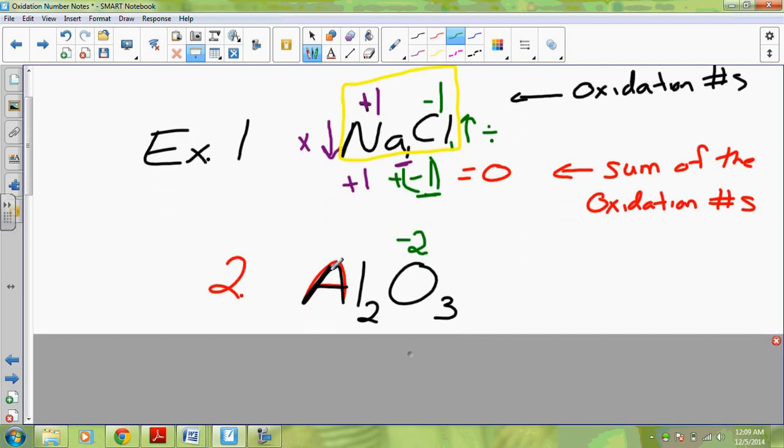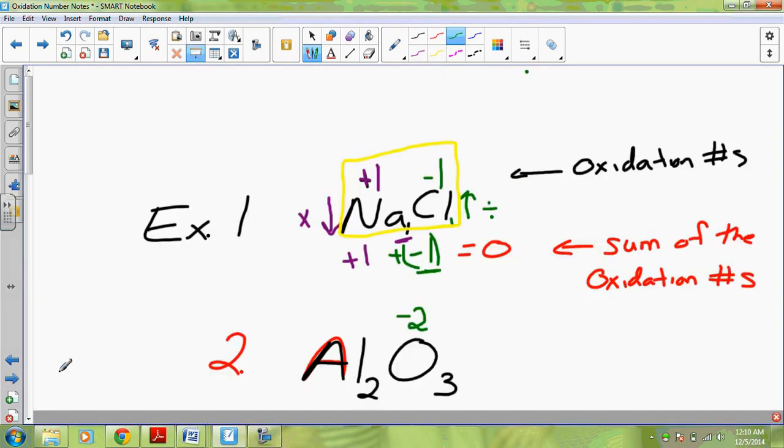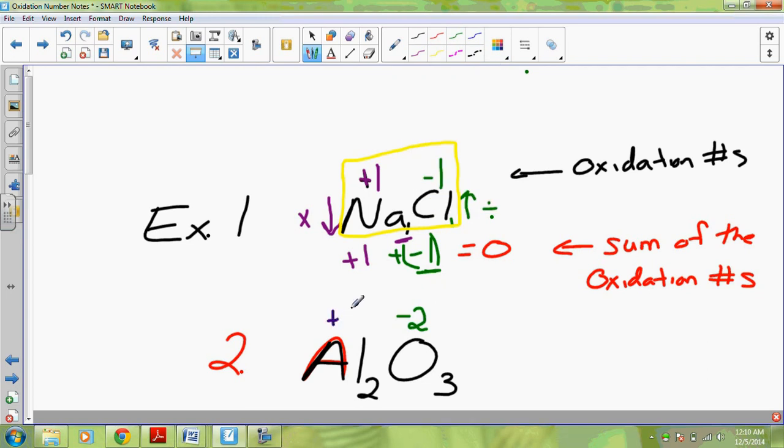Now, what about Al? Alright. Let's see. Well, right here we can use that. Oxygen, yep, always negative 2. My oxidation chart says plus 3 is the only one possible for aluminum. So it's a plus 3. Alright, so let's go over to our problem. Let's get our purple pen here. And plus 3.